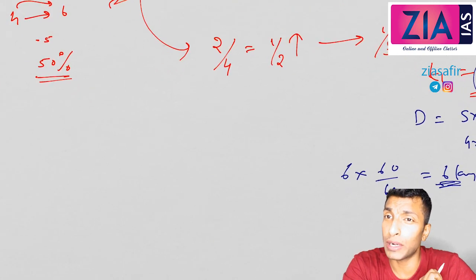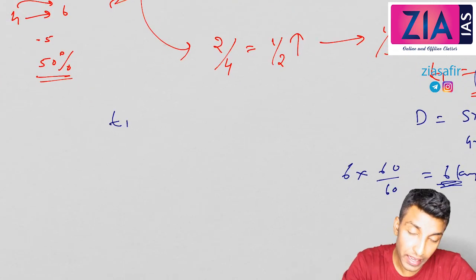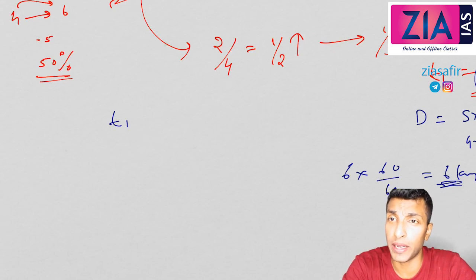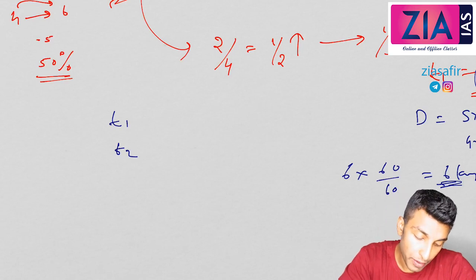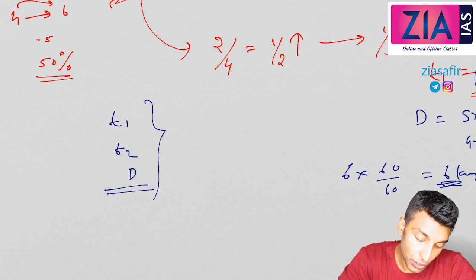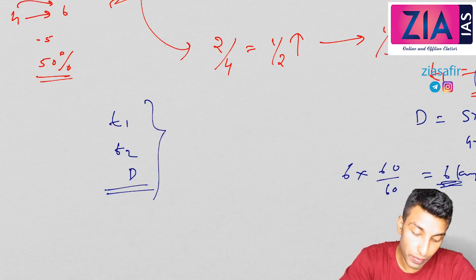So what all could be the questions which can be asked here? They can ask you time T1. That means what should be the time taken in the first case when you travel at 4 km/h. They can ask you time T2, that is the new time taken. Okay, they can ask you distance. So these are the 3 questions.